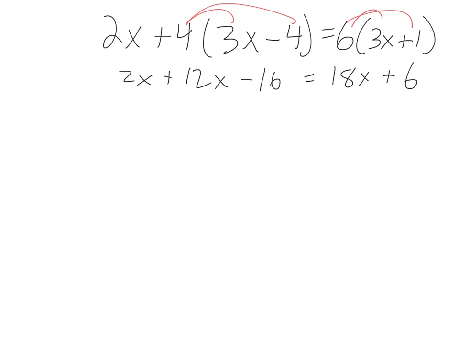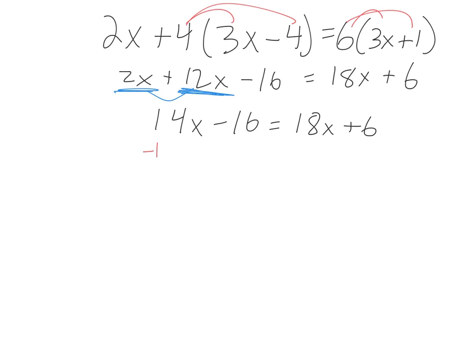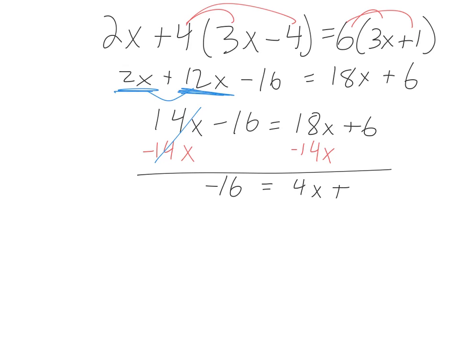Okay, next, on the same side of the equal sign, I have two different x terms. I want to combine those terms. So 2x plus 12x is 14x. Everything else stays the same. Okay, now I need to move my x terms. So I'm going to move my 14x to make sure it's a positive. So they're going to cancel. Left with negative 16 equals 4x plus 6. Now if you decide to move the 18x instead of the 14x, it's a good chance you have it correct. Just make sure you're checking with the teacher to see that you did the correct steps.